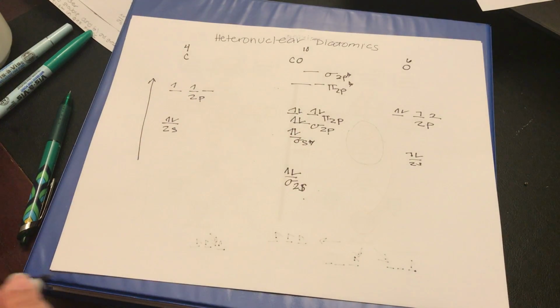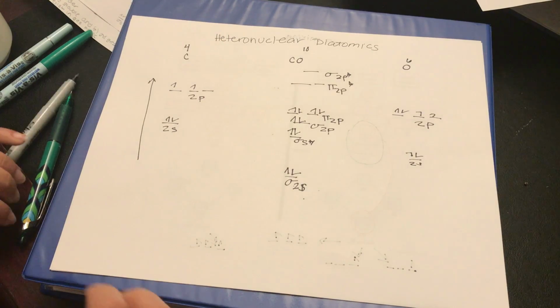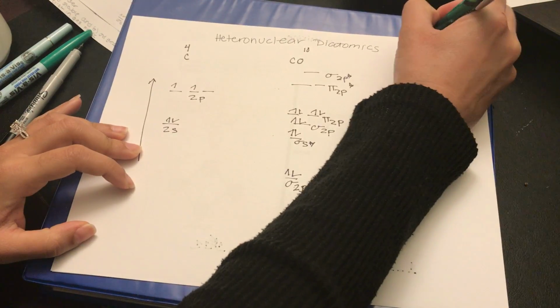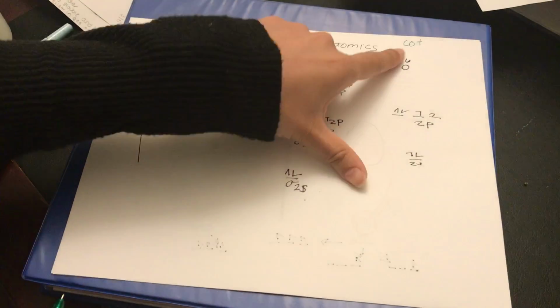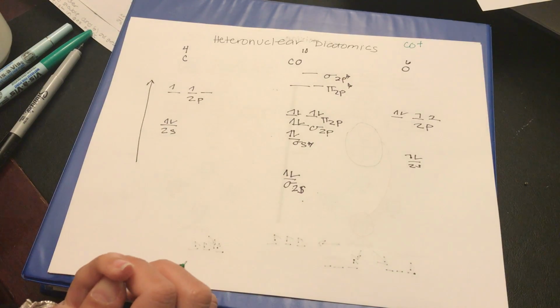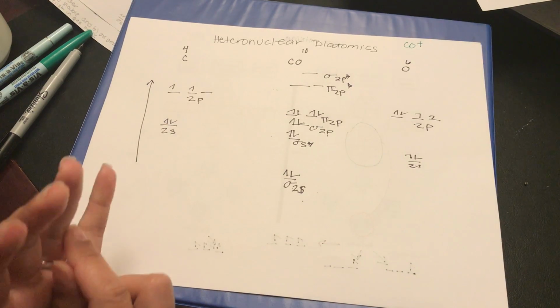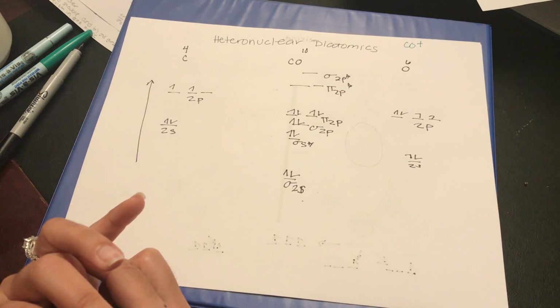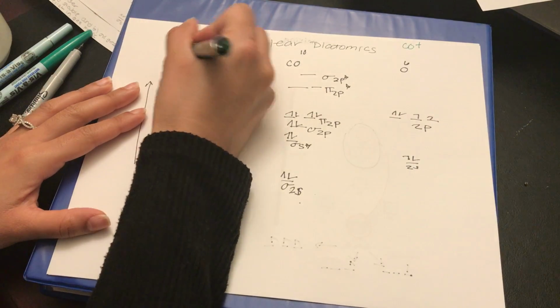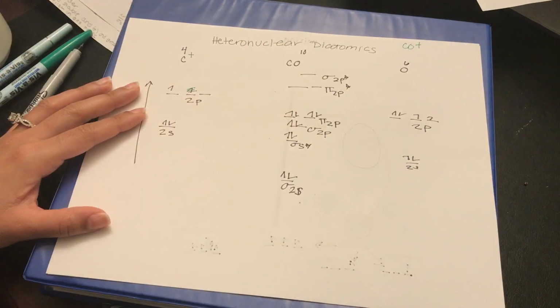Now, what if I added CO plus? One of the atoms would have a plus. Which one should take the plus charge? Would it be the more electronegative element or the less electronegative element? It would be the less electronegative element, right? So carbon would lose one of its electrons.